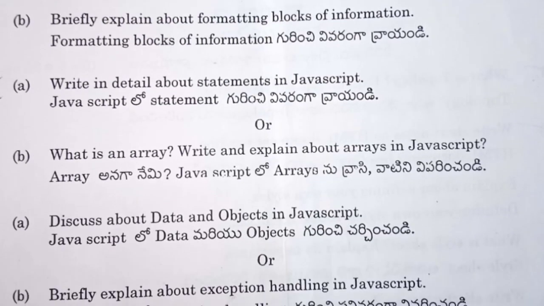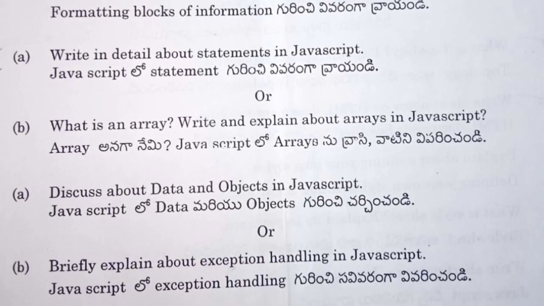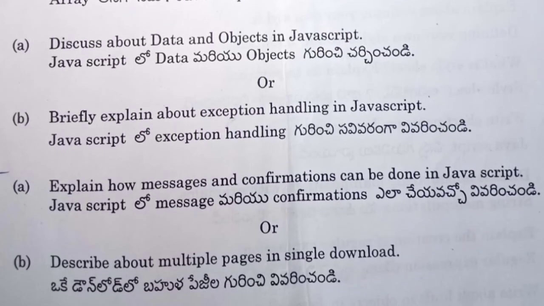14th A, discuss about data and objects in JavaScript. 14th B, briefly explain about exception handling in JavaScript. Next, 15th A, explain how messages and confirmations can be done in JavaScript. And last one, describe about multiple pages in single download. Okay, so these are the 3 question papers, 2019, 2020 and 21.